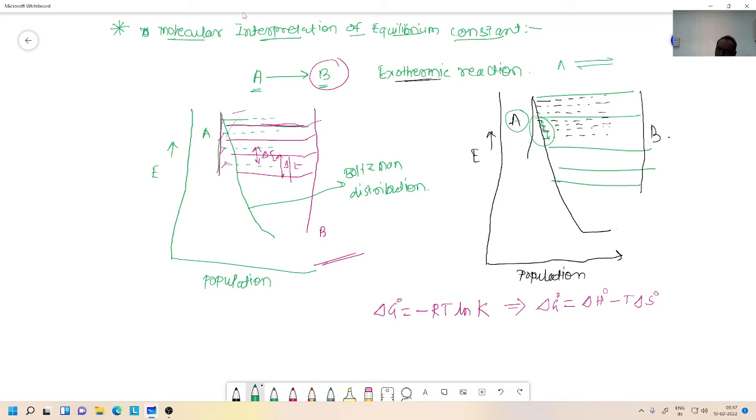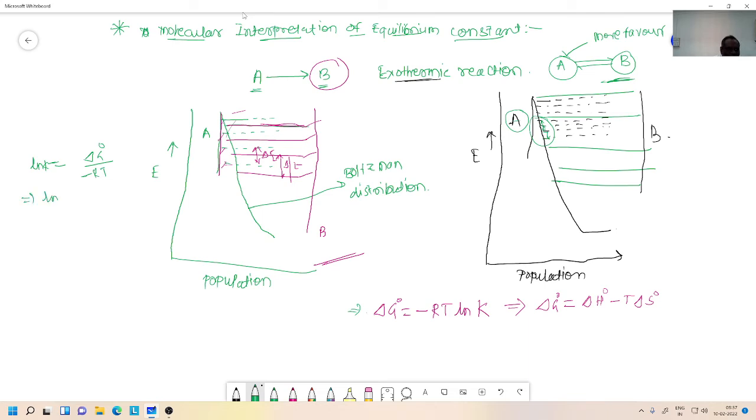in that case, the reactant is more favored. At equilibrium, the reactant being more favored means the B that is formed is again decomposing to A. How is it possible? Because if I rearrange this equation, we get ln K is equal to minus delta G0 by RT.